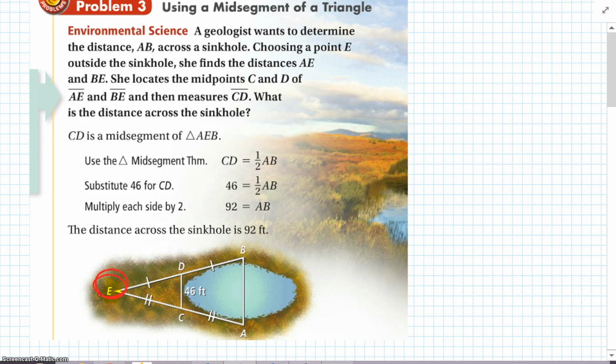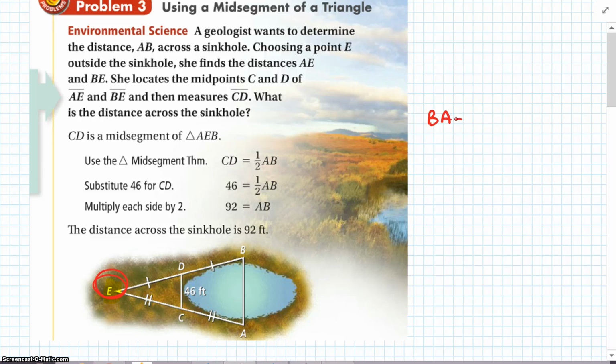She finds the distance of AE and the distance of BE. She then measures CD. What is the distance across the sinkhole? Well, using the mid-segment theorem, we know DC is a mid-segment. It has a length of 46.